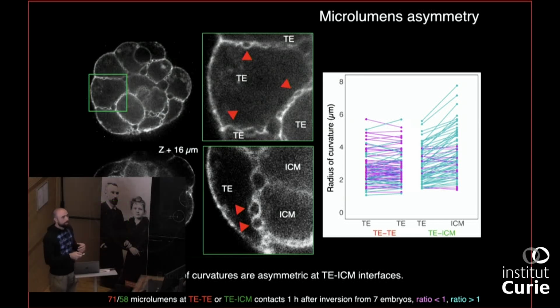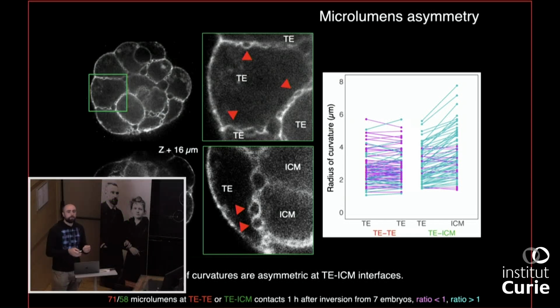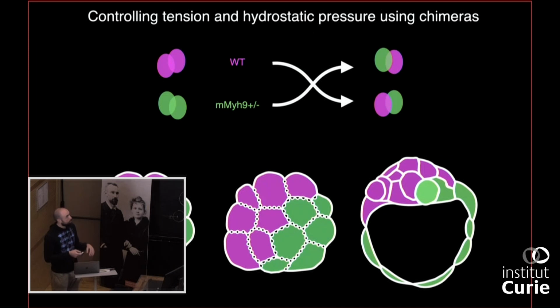So this pattern of contractility and this pattern of mechanical properties is compatible with the idea that the coarsening would lead to the positioning of the lumen. And so now what we need to do is again manipulate the mechanical properties and see if we can manipulate the positioning of the lumen. So we again built chimeric embryos to create a pattern. Now we did not want to have a pattern of adhesion, but a pattern of contractility.